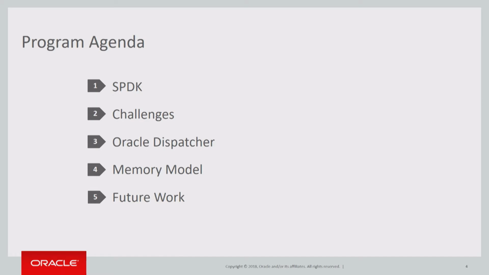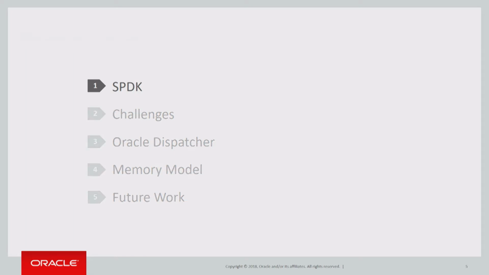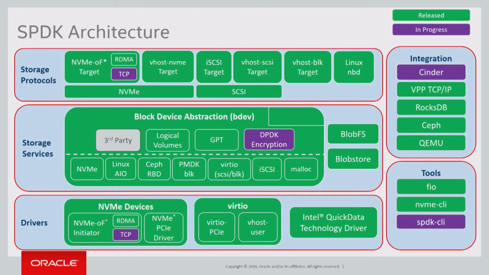So let's get that out of the way and move on to the actual agenda of the talk. We're going to be talking about SPDK, some of the benefits that it provides, what were the challenges that we faced while trying to integrate it with our Oracle RDBMS stack, how we solved those challenges. Bang will go over the Oracle dispatcher, then the memory model, and then some future work there. I'm not going to really cover the SPDK architecture. There were a few talks early on which gave you an introduction, roadmap, and so on.